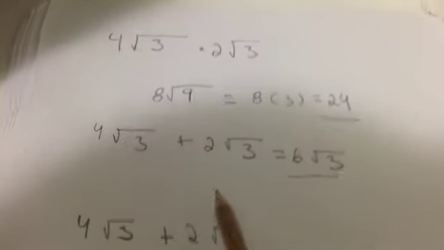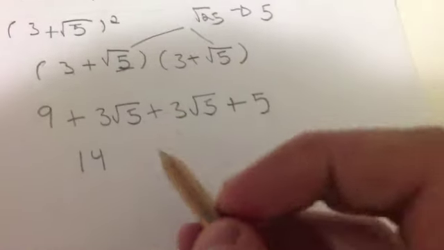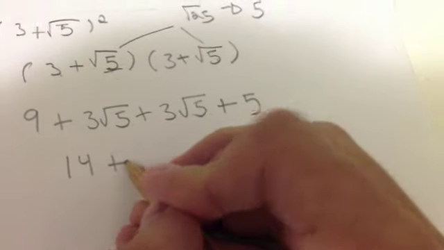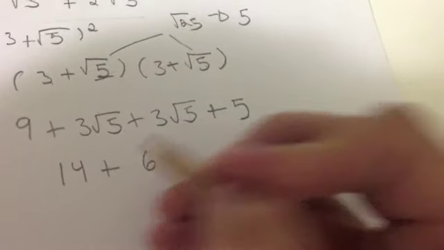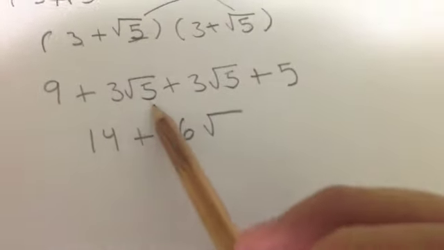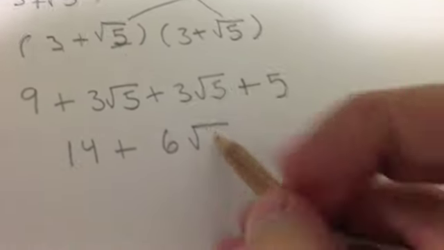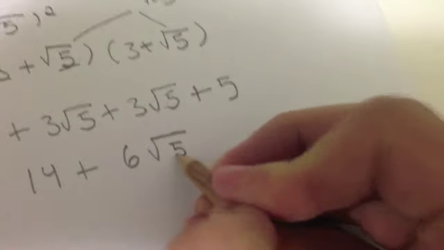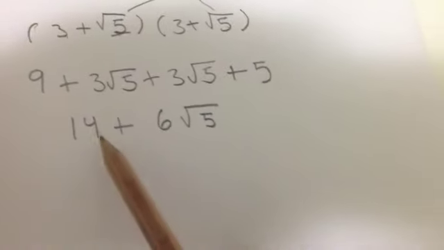And now we see these are all like terms. So as up here, where we added them, we can do the same thing down here. So plus 6, and like here again, this didn't change, so here this will not change either. So our answer is 14 plus 6 square root of 5.